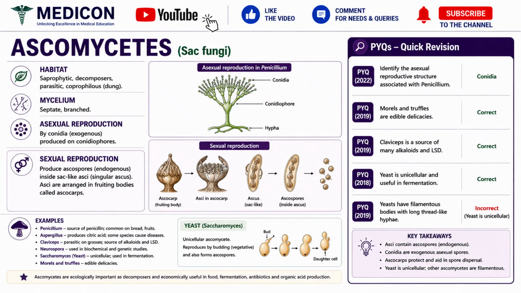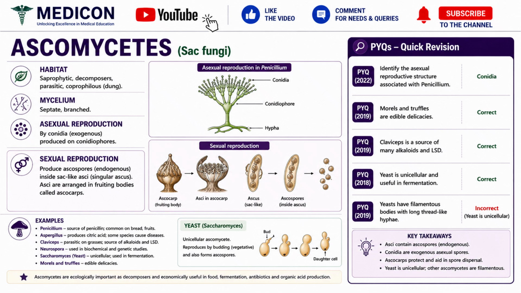Aspergillus produces citric acid. Some species cause diseases also. Claviceps are parasitic on grasses, a source of alkaloids and LSD. Neurospora is used in biochemical and genetics studies. Saccharomyces, yeast, is unicellular and used in fermentation. Morels and truffles are edible, they are delicacies.